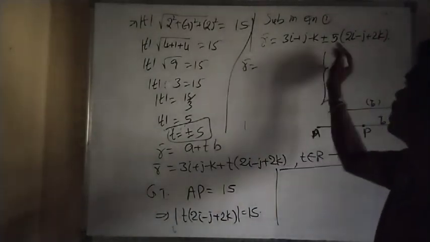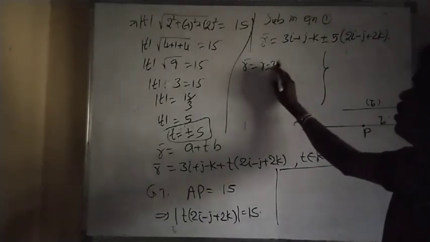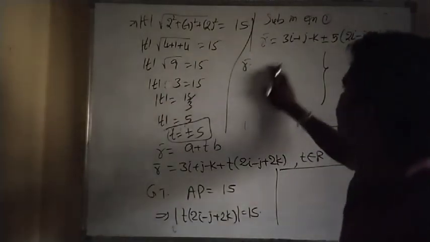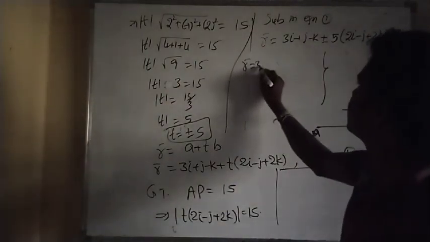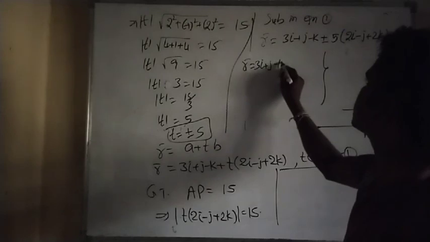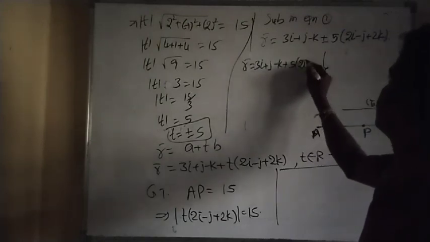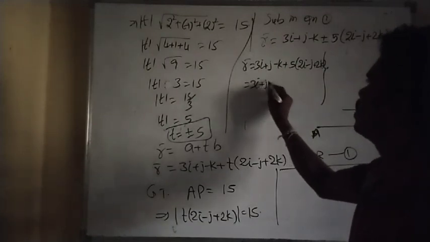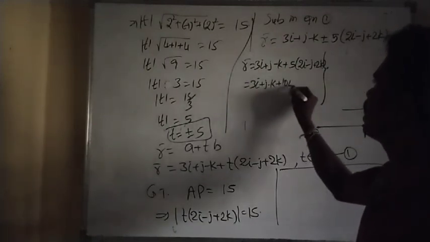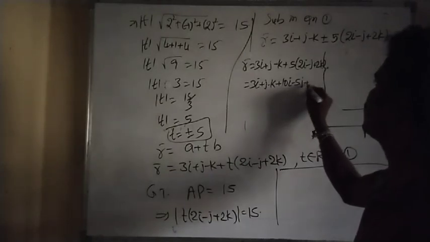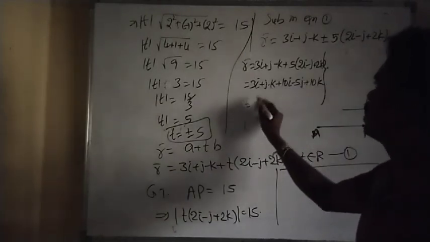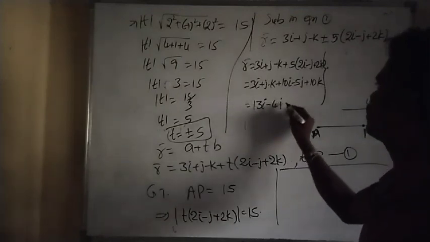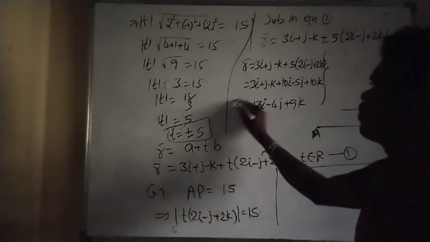Taking plus 5, we get one answer: 3i plus j minus k plus 5 into 2i minus j plus 2k. So we get 3i plus j minus k plus 10i, 5 into minus 1 is minus 5j, 5 into 2 is 10k. So this equals 13i, minus 4j, plus 9k. So this is one of the answers.